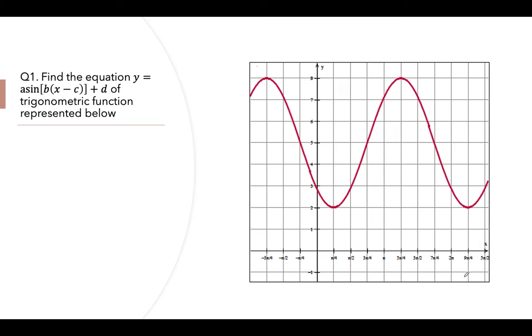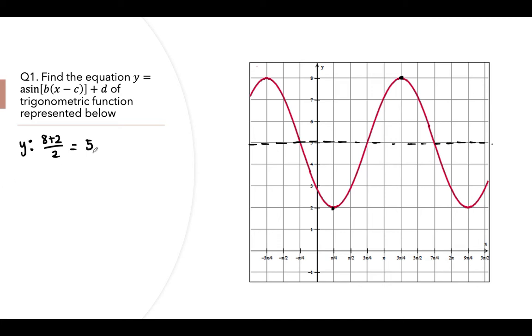So first question: find the equation of y is equal to sine graph of the trigonometric function given below. In this case, the first step is to identify the equation of axis. To find the equation of axis, we're going to find the maximum point, which is 8, and the minimum, which is 2. We're going to add them: 8 plus 2 divided by 2, which is 5. It makes sense, as you can see, my equation right in the middle ground is at 5.